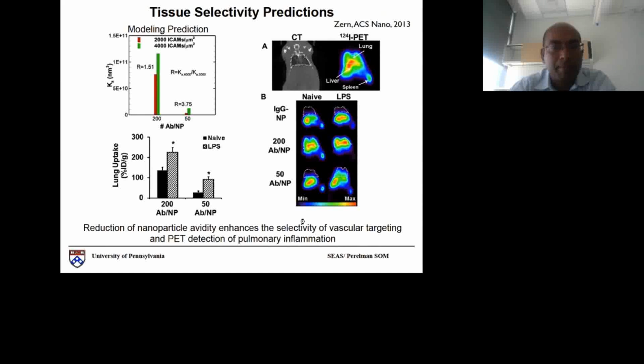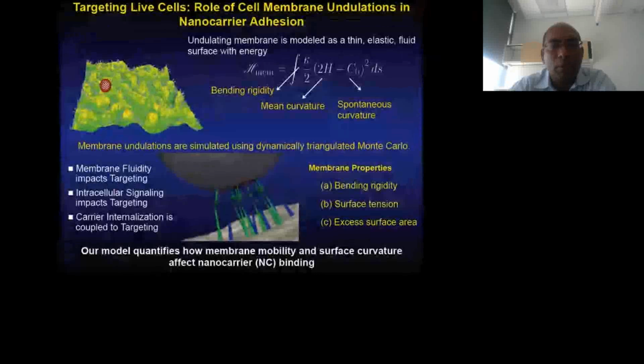So just to give you a brief overview of where we are going with these types of models. Clearly, we are able to do something in terms of in vivo predictions, so that's fairly good. But one of the things that we are extending this model to is to be able to predict targeting in live cells, which takes into account things like cytoskeletal pinning, membrane tension, membrane fluidity, and the polarization of the cell, and whether the cell is fluid active, things like that. And this is work in progress.